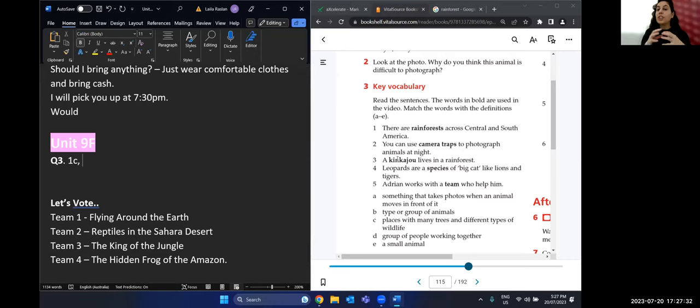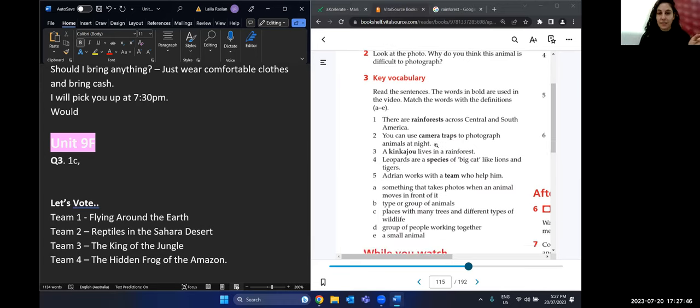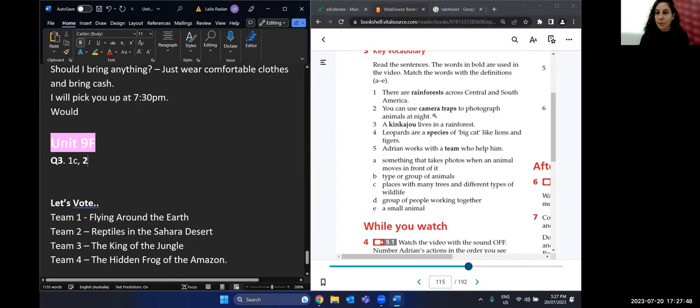If I said you can use camera traps, remember I showed you the image before, to photograph animals at night. What's a camera trap? Number two, a camera trap is something that takes photos when an animal moves in front of it. 2A. Camera trap.